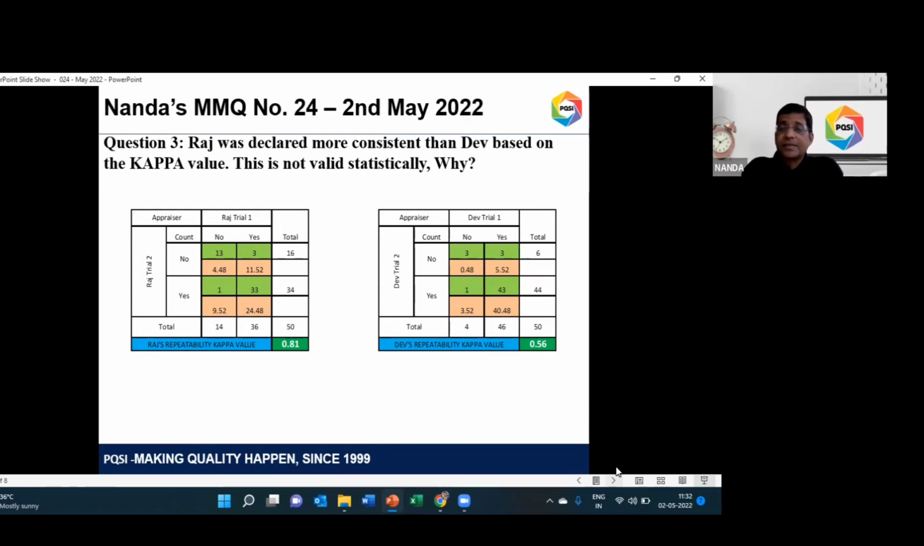So this third question is more towards... the first two questions are pretty straightforward, where you calculate and you make a decision. The third question is where we go in depth to test your understanding. On the basis of the numbers, we declare Raj is more consistent, but this is not valid statistically. Why this is not valid statistically is the question that you need to answer.